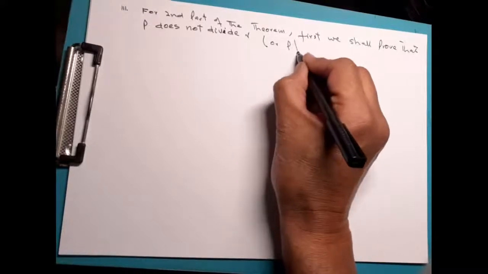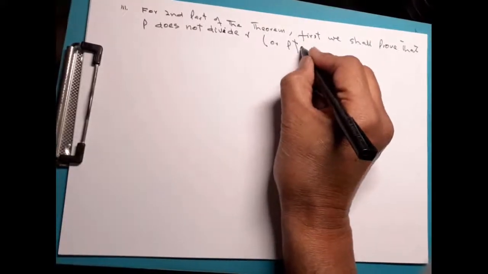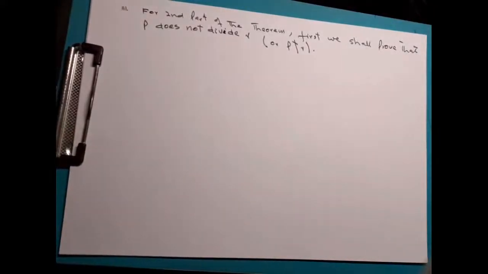P does not divide R. This is the way we write in symbols. So prime P does not divide the number of Sylow subgroups. So this is what we have to prove first.